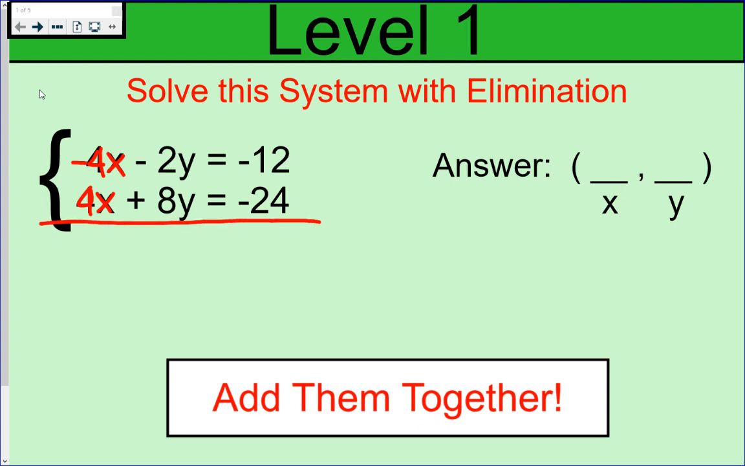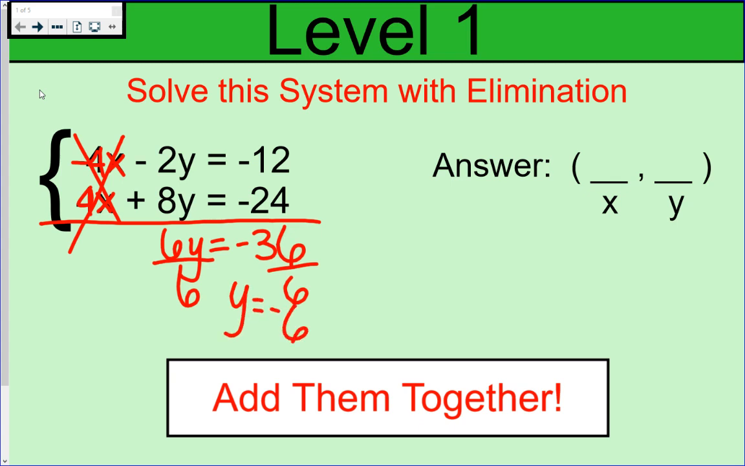So I usually like to underline the two equations, and I see that negative 4x plus 4x actually eliminates, because that would be 0x. Then I have negative 2y plus 8y, which is 6y, equals negative 12 plus negative 24, which is negative 36. Now I can divide both sides by 6, and I see that y equals negative 6. That is part of my answer, and I'm going to go ahead and put it in the ordered pair right now. We're only halfway done.